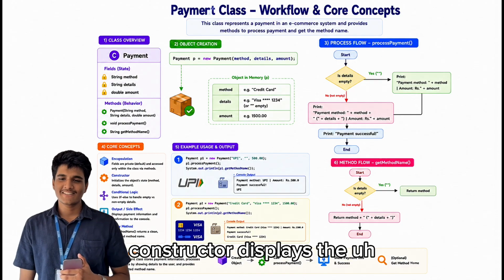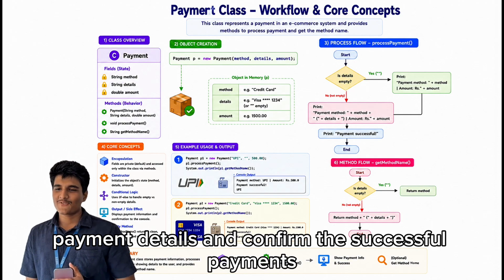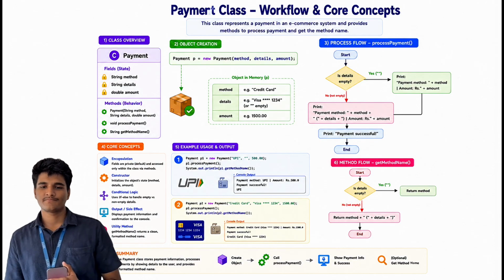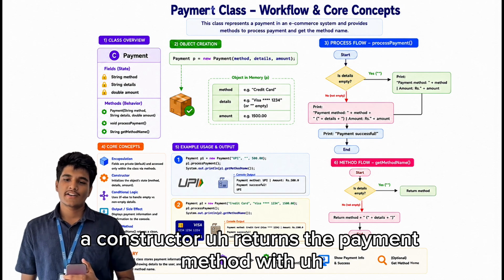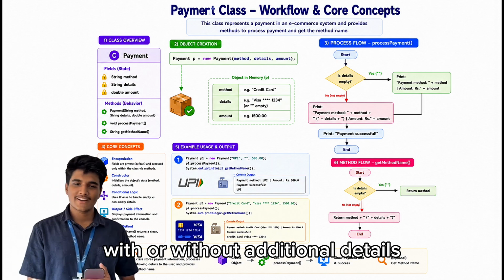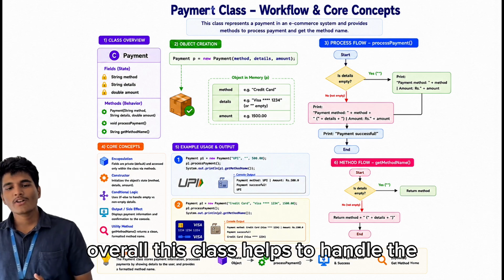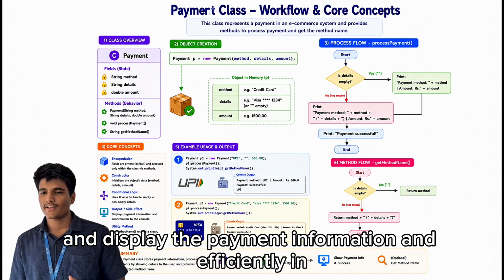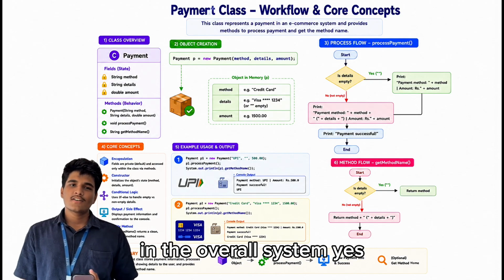The process payment method displays the payment details and confirms the successful payment, and the get method returns the payment method with or without additional details. Overall, this class helps to handle and display the payment information efficiently in the overall system.